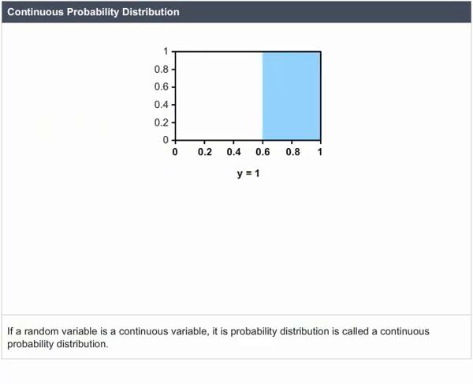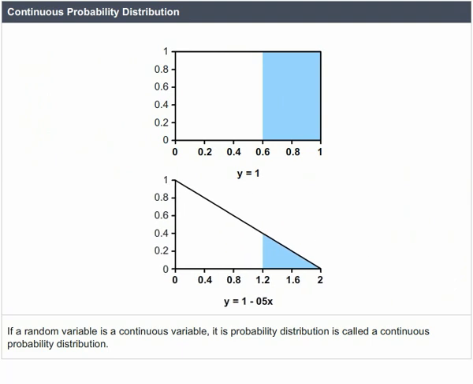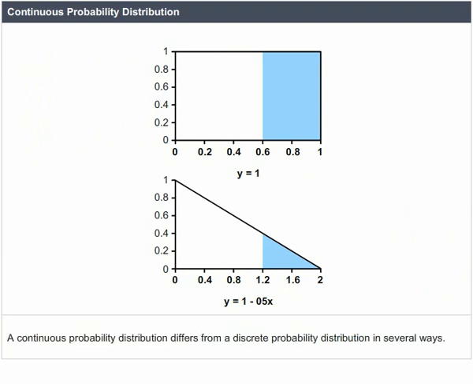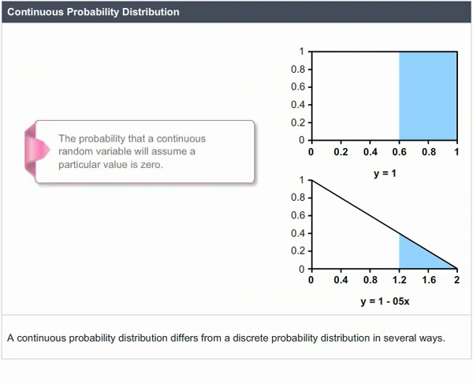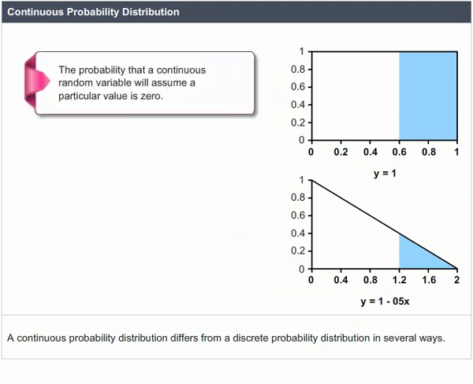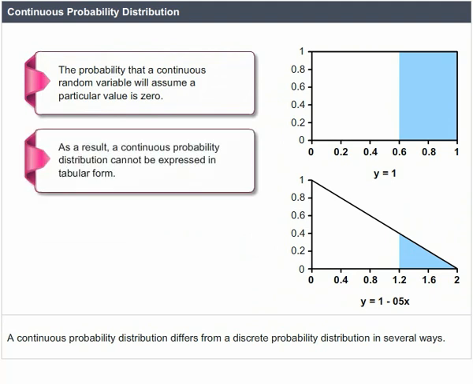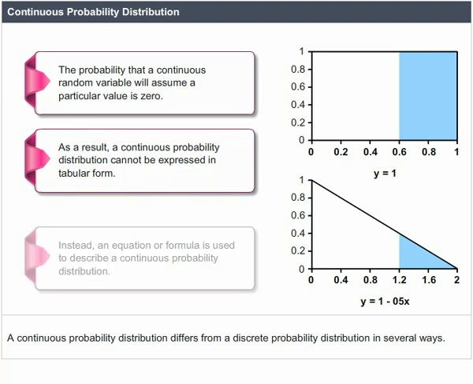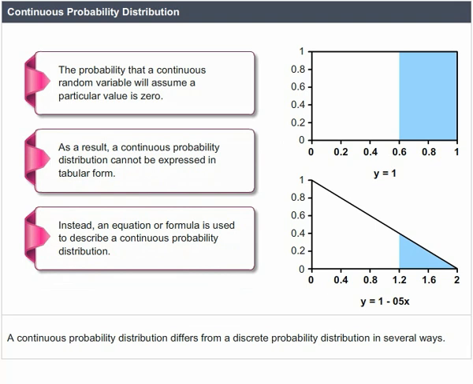Continuous probability distribution. If a random variable is a continuous variable, its probability distribution is called a continuous probability distribution. A continuous probability distribution differs from a discrete probability distribution in several ways. The probability that a continuous random variable will assume a particular value is 0. As a result, a continuous probability distribution cannot be expressed in tabular form. Instead, an equation or formula is used to describe a continuous probability distribution.